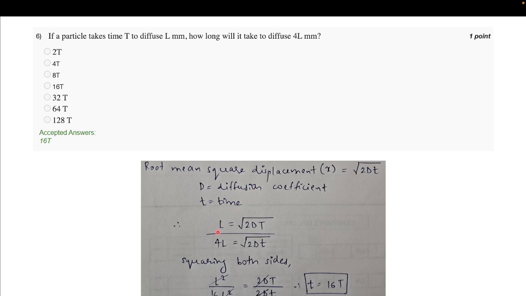For the first case, you have distance L, then your time is capital T. Now if you want to solve for the small t, we want to solve for how long it is going to take if your distance increases to 4L. So you just put all of these together. You don't need to know the actual value of this diffusion coefficient because it's going to get cancelled. So if you just solve this, squaring both of these equations, you'll get time as 16T. So 16 times the previous time.